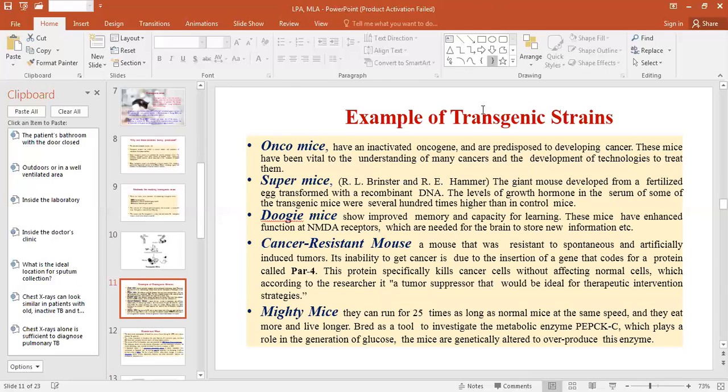So there are some examples of transgenic mice: oncomice, supermice, doggy mice, cancer-resistant mice, mighty mice, and so on. These mice have been used for different purposes, mostly for the synthesis of some proteins, or for checking the expression of oncogenes.